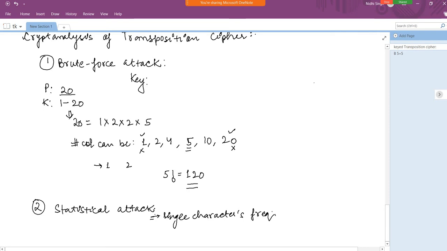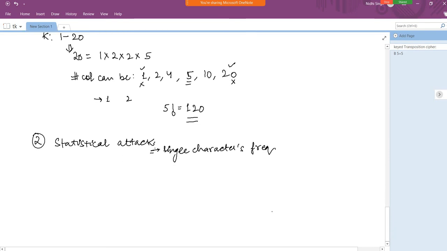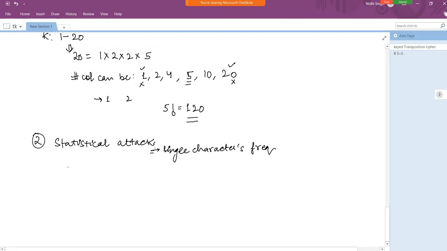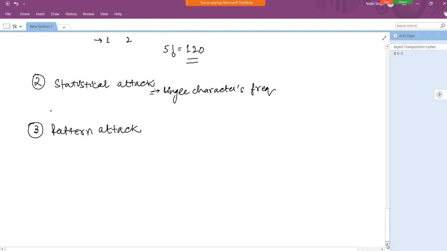Now the third one is the pattern attack. In the previous ciphers, that is the additive, monoalphabetic and polyalphabetic, I did not mention the pattern attack, because the pattern attack is associated with the transposition cipher. So actually what is the pattern attack, I will tell you by using one example.